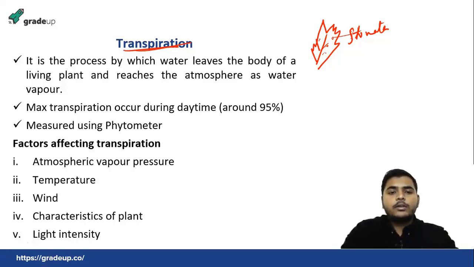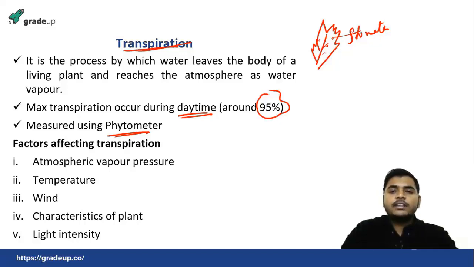So loss of water also takes place through these pores, and maximum transpiration occurs during daytime. This is because a lot of energy, the sunlight, is available during the daytime, so around 95% of transpiration occurs during daytime itself, and it is measured using a phytometer. This phytometer is actually a device to measure the transpiration.